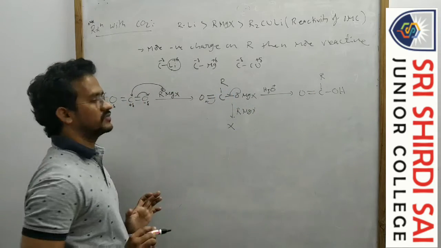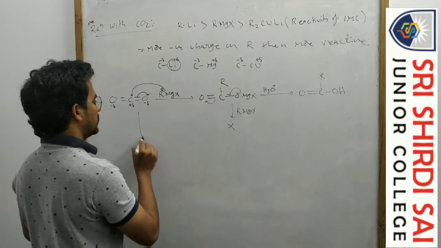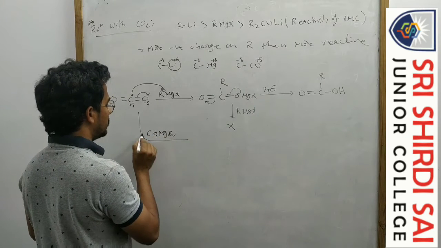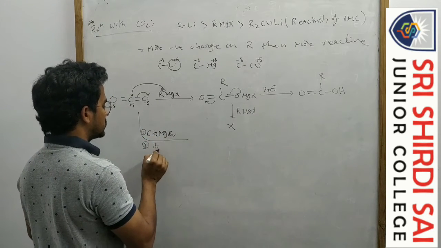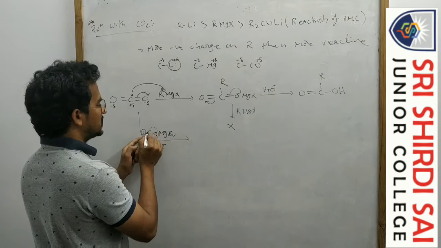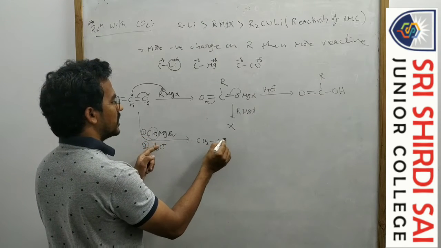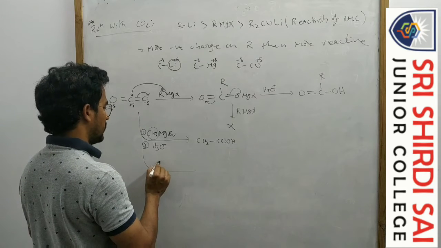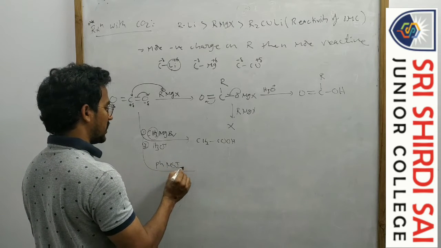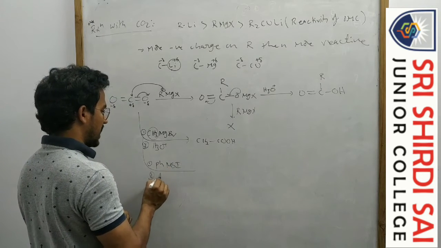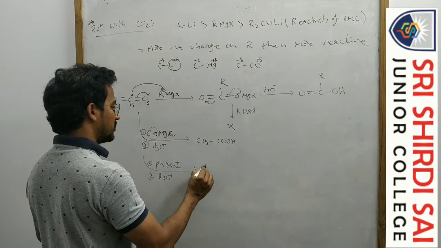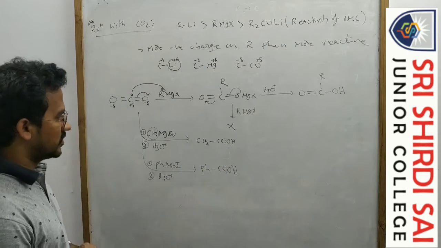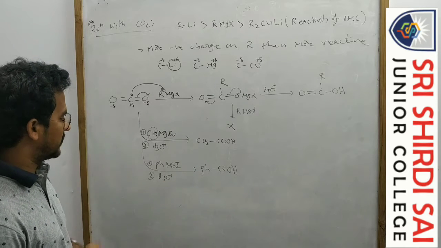Whatever the alkyl group. For example, CH3MgBr followed by hydrolysis: what is the product? CH3COOH, very simple. For PhMgBr, first CO2 and second hydrolysis, the product is PhCOOH. That's it: benzoic acid and acetic acid.